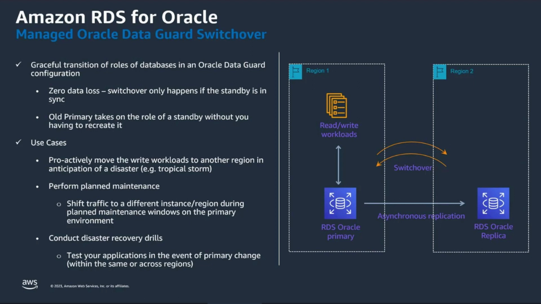We have had replicas for a few years now. We came out with in-region replicas first and then the cross-region replicas. We can have up to 5 total replicas per source instance, and they can be in the same region or different regions than the source instance.